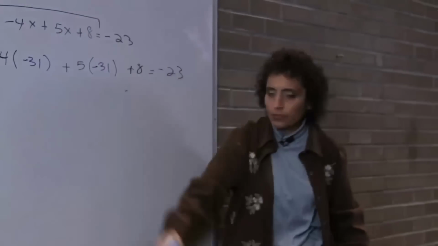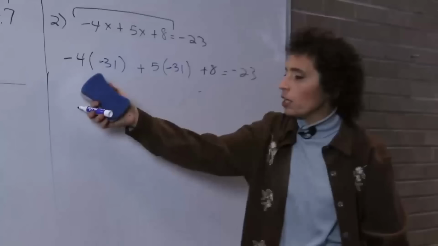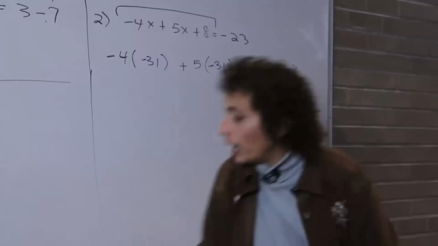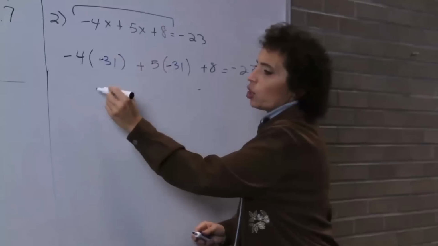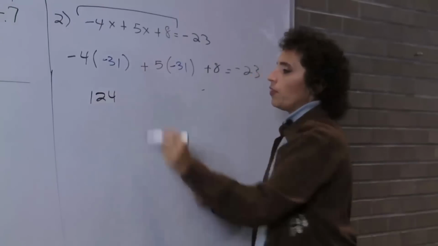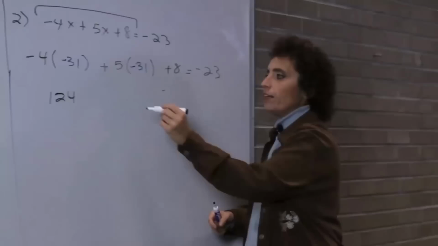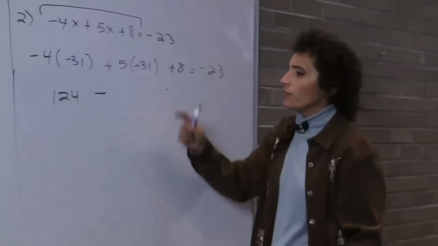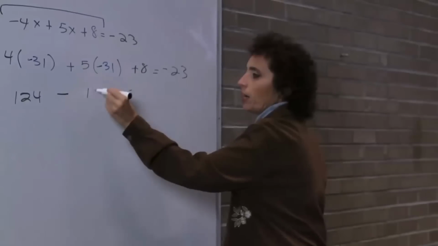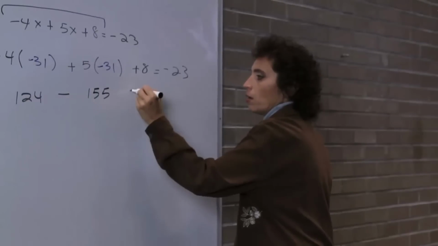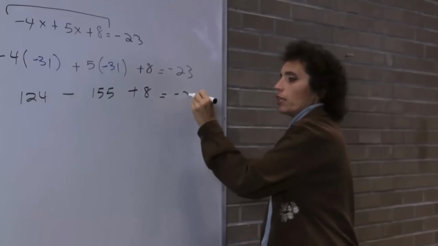Okay, let's just do the left side. Now we're going to multiply this. Signs are the same, so it's going to be positive. This is a positive 124. This is a negative, because a positive times a negative, signs are different, is negative. Okay, 5 times 31 is 155, plus 8 equals negative 23.